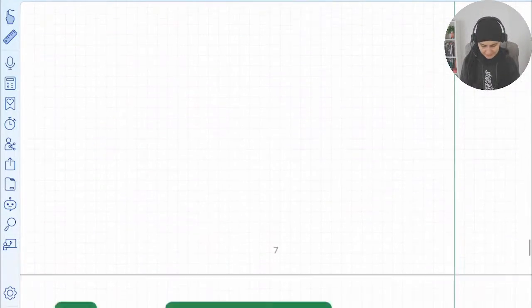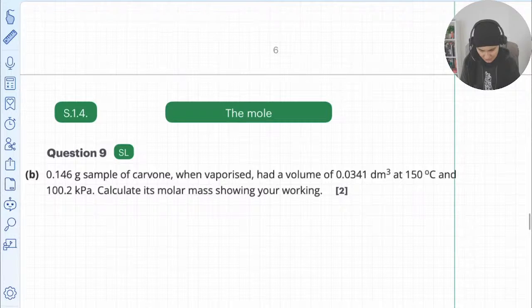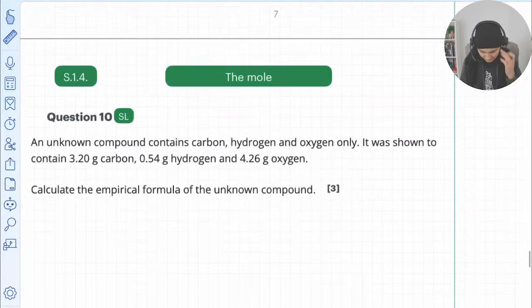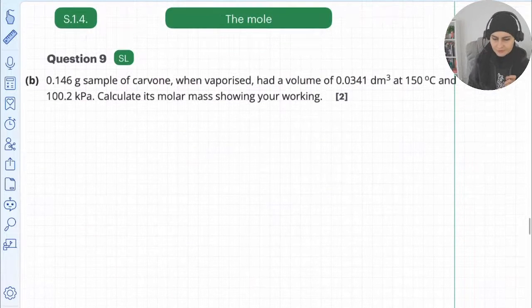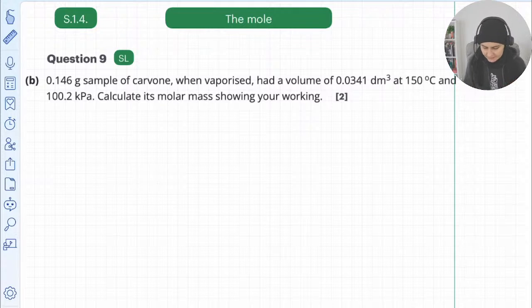Let's see if we have time for another question. This one we definitely won't do, but let's do this one. Let's try to do it quickly, 2 marks should be pretty quick. A 0.146 gram sample of carbon when vaporized had a volume of that at 150 Celsius and 100.2 kilopascals. Calculate the molar mass showing your working.